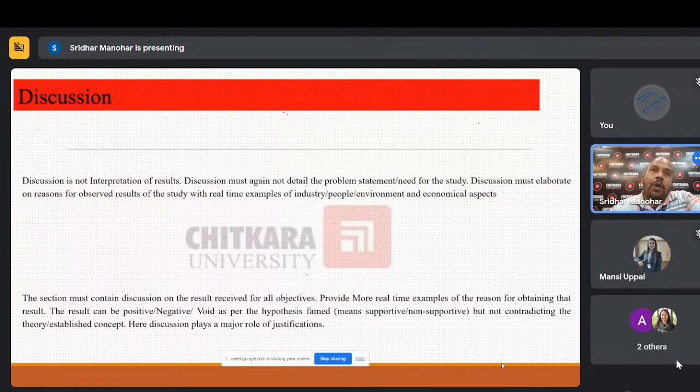In discussion, you have to discuss why such a result came, whether it is in line with the existing studies, and whether it is aligned with the practical aspects of reality. So you have to explain that. So don't try to again interpret the result you got. Try to tell the world how it is applicable in reality, why such a result has appeared, and whether it is in line with the existing theoretical part and also the practical part.